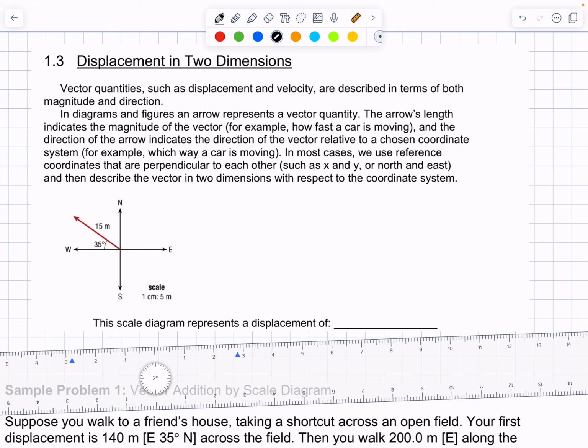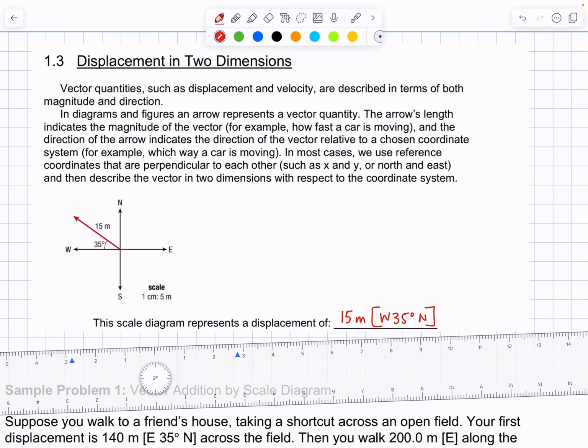Here we have a vector illustrated in red. Its magnitude is 15 meters, and it is pointing 35 degrees north of the west line. The way we represent that vector is by writing its magnitude, 15 meters, and its direction, 35 degrees north of west.